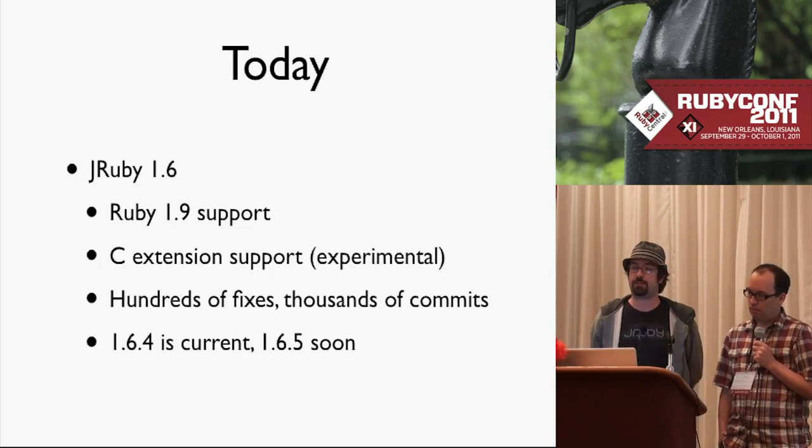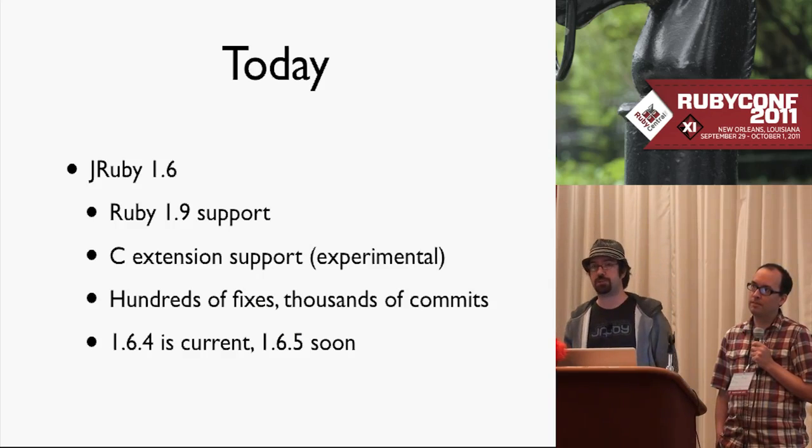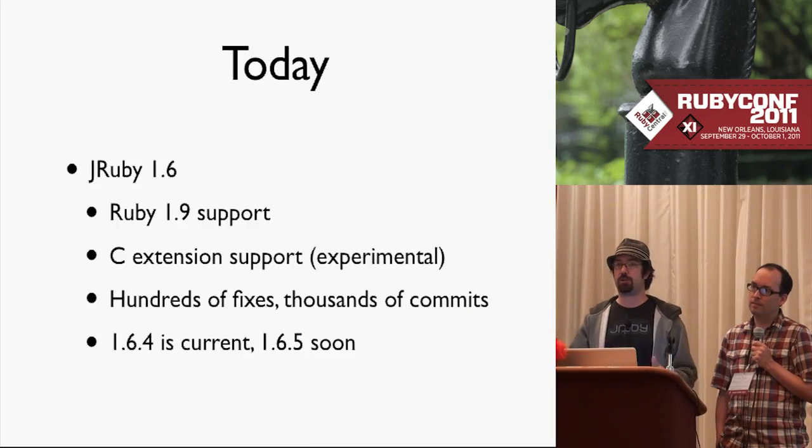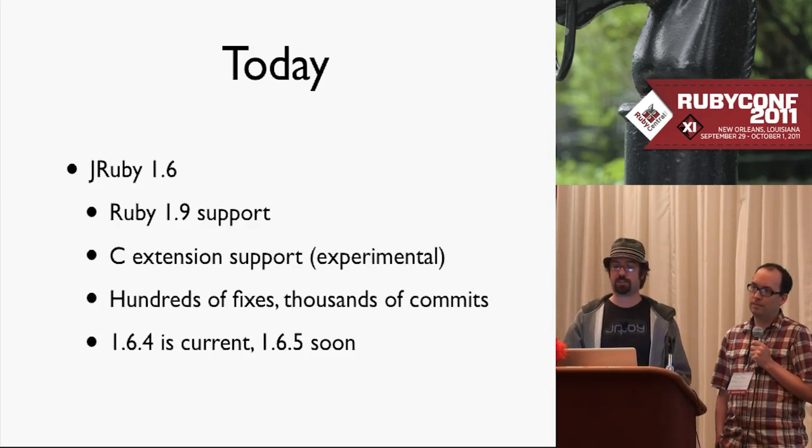So right now we have JRuby 1.6 is the current version. We've got a 1.6.4 maintenance release. That's the one out right now. We added Ruby 1.9 support, which is in the neighborhood of 80 to 90% of stuff is there. There's more work that we need to do, and we need more tests and more specs. But it's pretty solid, and there are people running with it now.